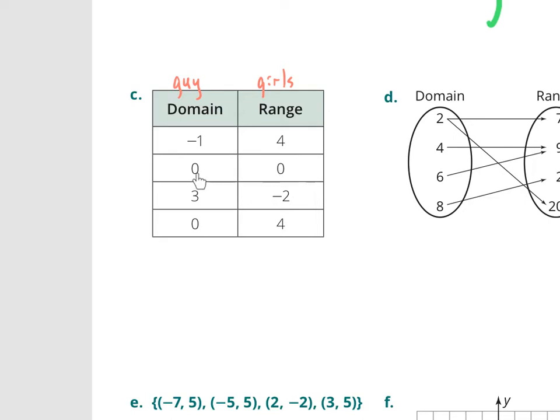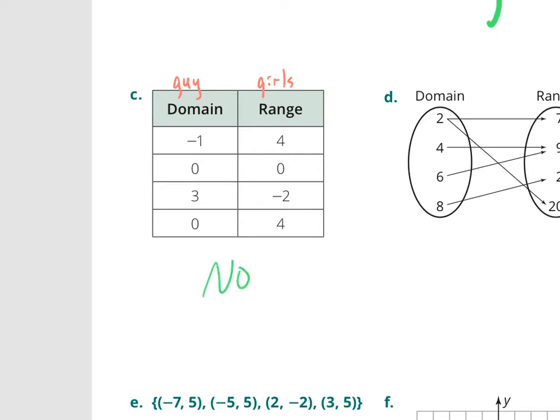But if I look down here, this guy named 0, he's also right here. So this guy 0, he went on a date with a girl named 0. He also went on a date with a girl named 4. So this guy got matched up with 2 different Y values or 2 different girls. So therefore, this one is not a function.